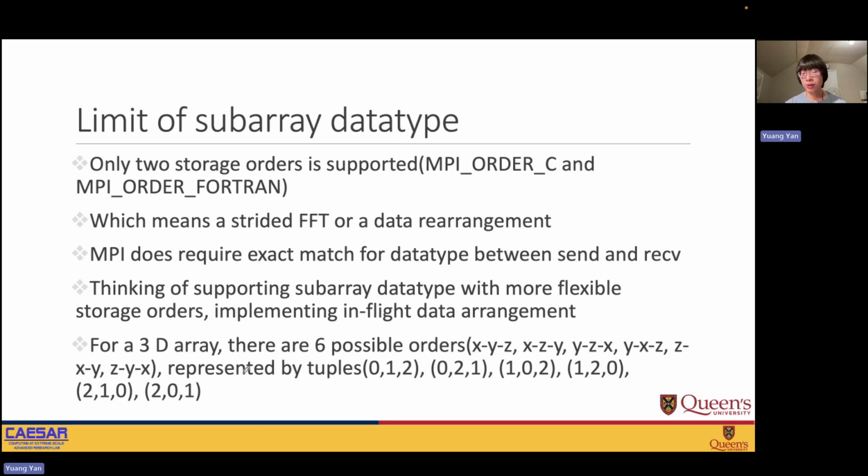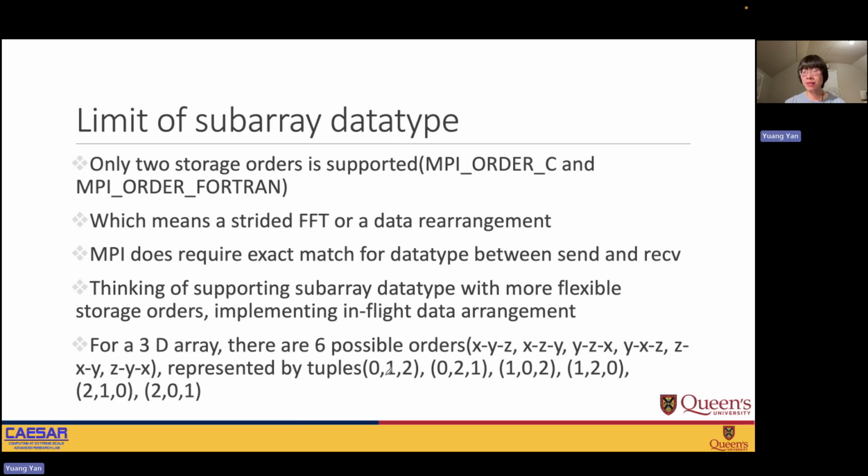Now we're going to introduce the unconventional data storage that we have mentioned. We can use the conventional MPI order C, which is row major, where the first axis is 1, and the elements of the first axis are close to each other, like XYZ order, or the column major order, which is 2, 1, 0, and this corresponds to ZYX ordering. But there could be more combinations.